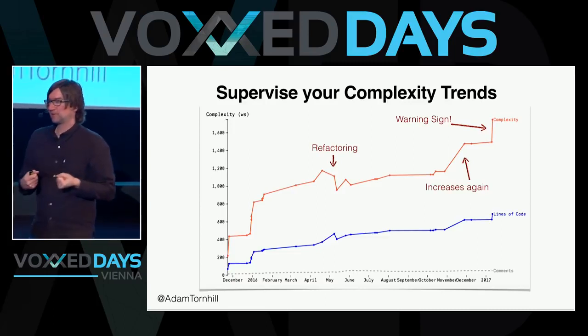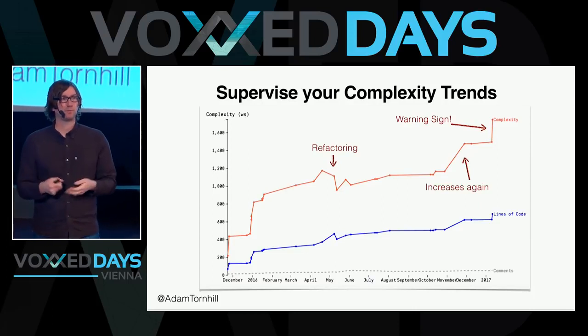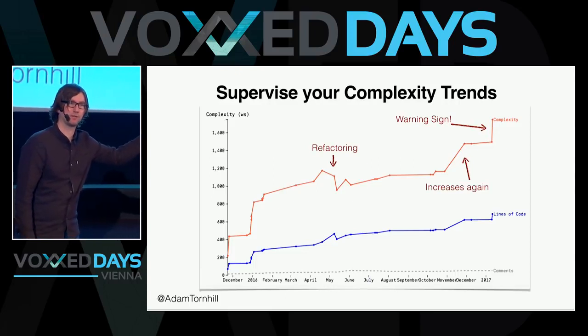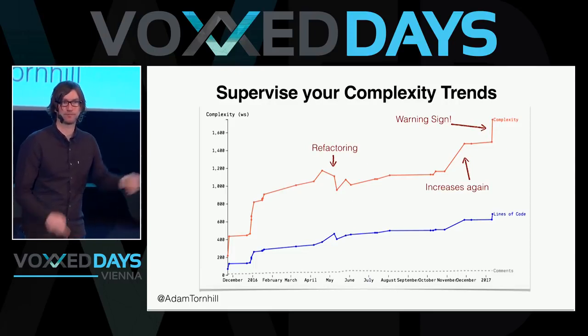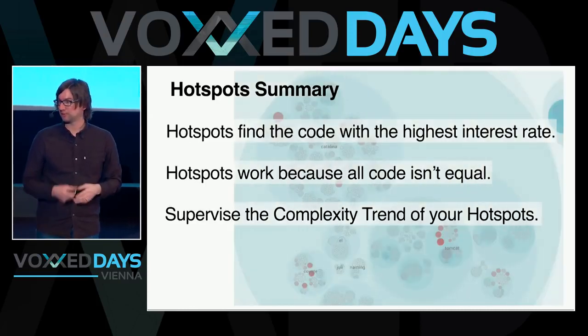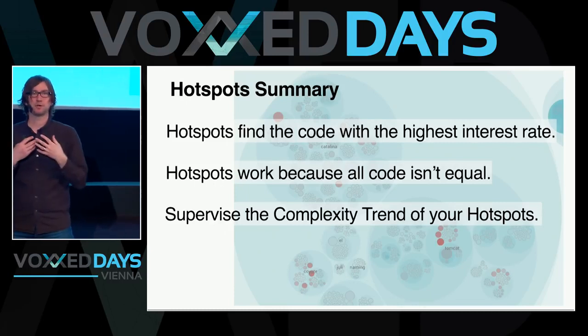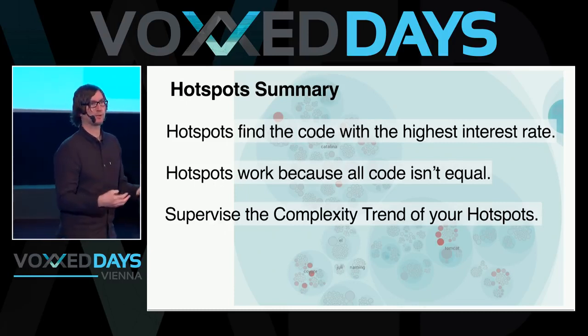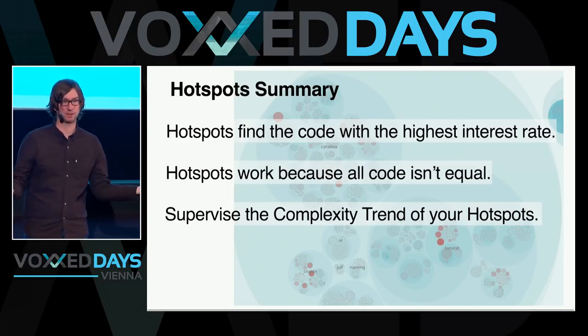The normalization of deviance is one of the reasons why whistleblowers are so important to an organization. And I have found that complexity trends are excellent whistleblowers in code. Now, to sum up my hotspots. Hotspots help us identify the code with the highest interest rate. And the reason hotspots work is because all code isn't equal.